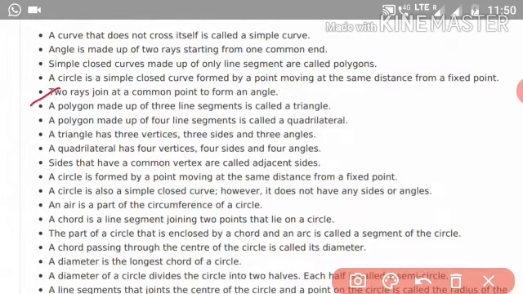Now next, two rays join at a common point to form an angle. Now two ray, this is one ray and this is another ray. If you will bring this ray and you will join here, this will become what? Angle, okay, this is called angle.